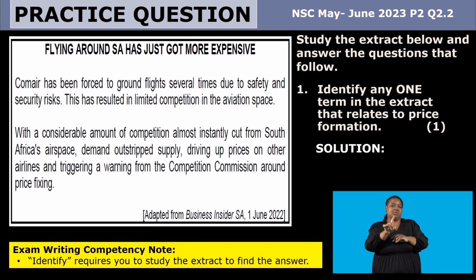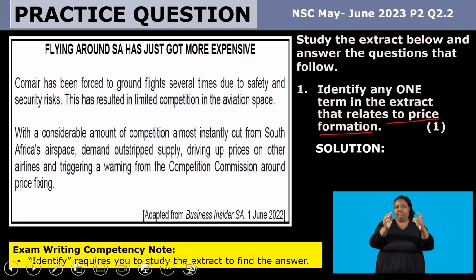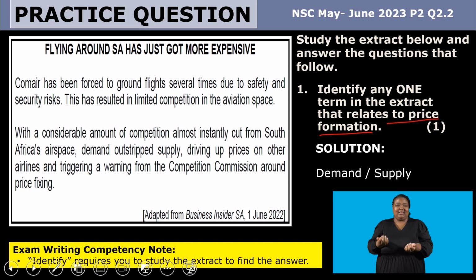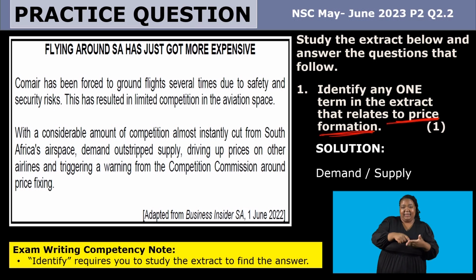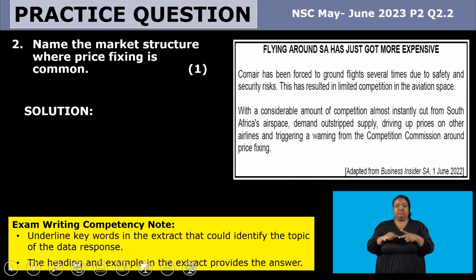Our first question: identify any one term in the extract that relates to price formation. So this is a given. We get it from the extract. Our answer is demand and supply. Terms that have to do with formation of prices: demand or supply. Number 2, name the market structure where price fixing is common. Price fixing is common in oligopoly markets.